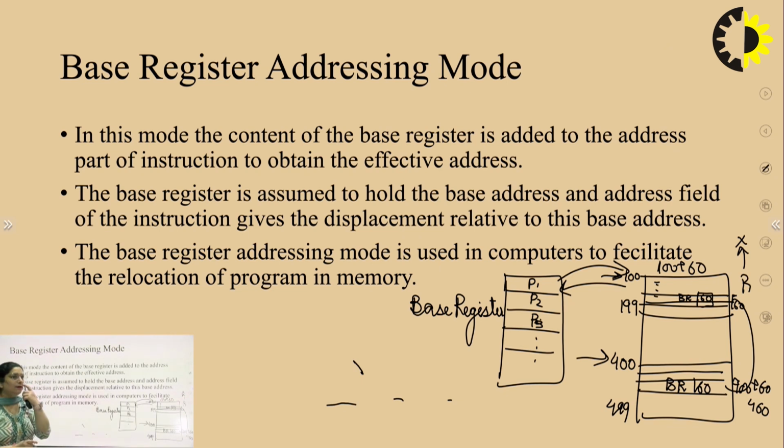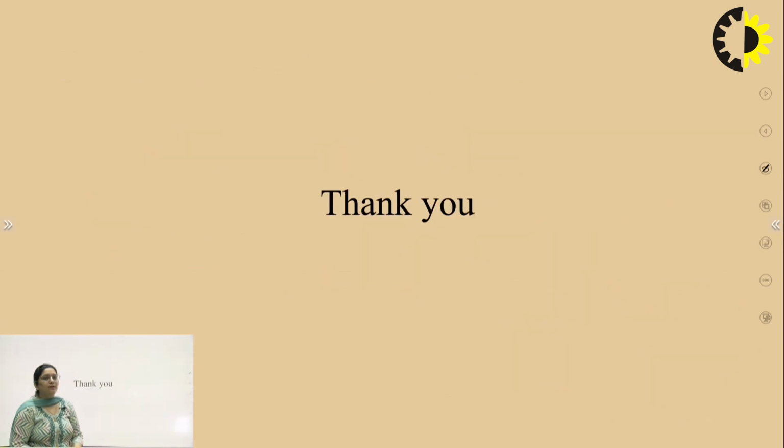So this is base addressing mode, where the first address is saved in the base register and then the next codes are executed. The base register addressing mode is used in computers to facilitate the relocation in the memory. Relocation of the program means once we swapped it out of the memory, we get it back in the memory and use this base register organization to specify the address. That's all for the addressing modes.